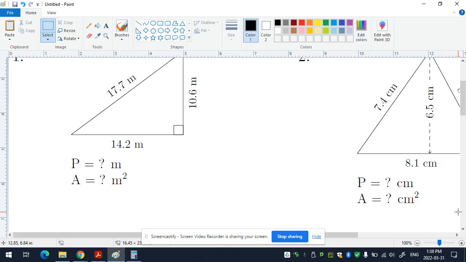No, that's the perimeter. I'm asking for the area. Base times height divided by 2. Okay, let's look at the first one.